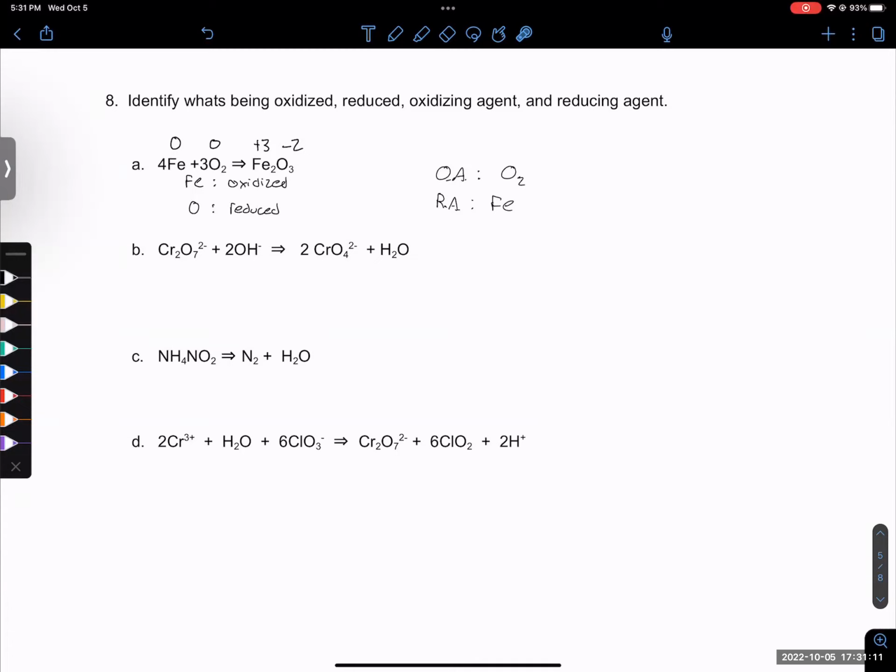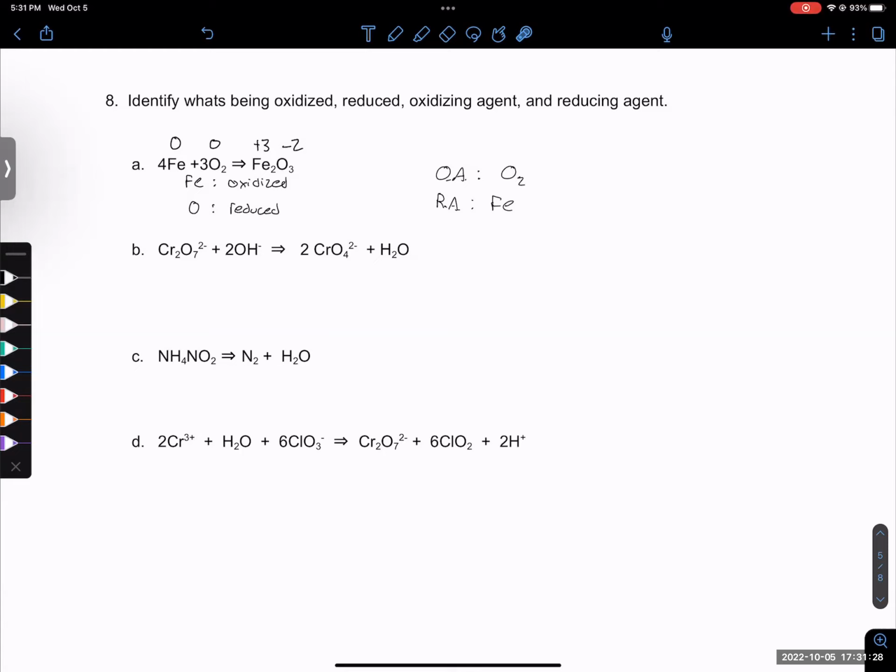So people kind of get it confused, because the reactant that's oxidized is usually the reducing agent, and the reactant that's reduced is the oxidizing agent. Kind of flip that.